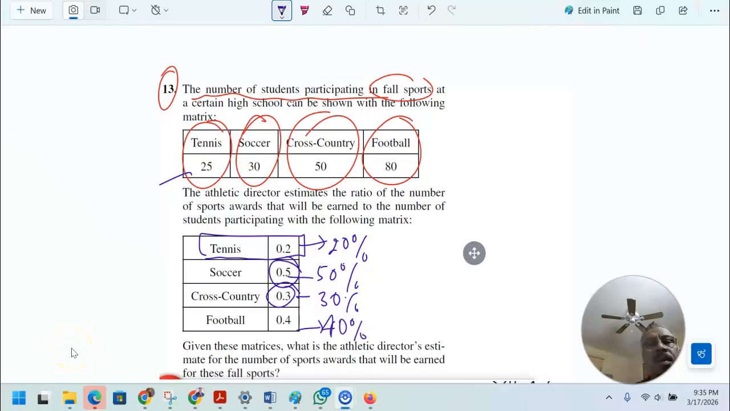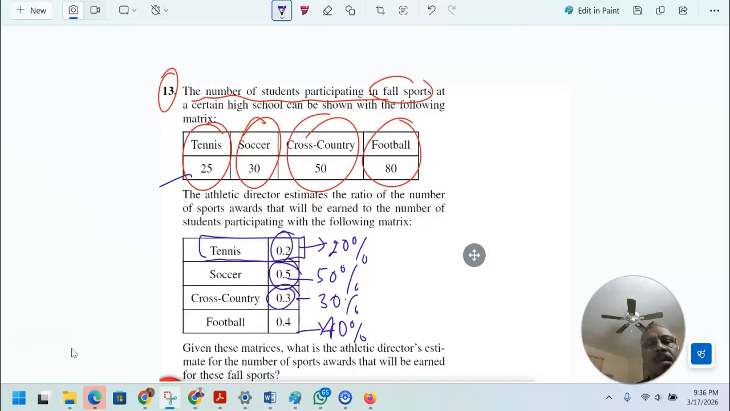So basically, all you do is multiply by the total needed. So this is multiplied here: 0.2 times 25. Then for soccer, this number is multiplied here: 0.5 times 30.